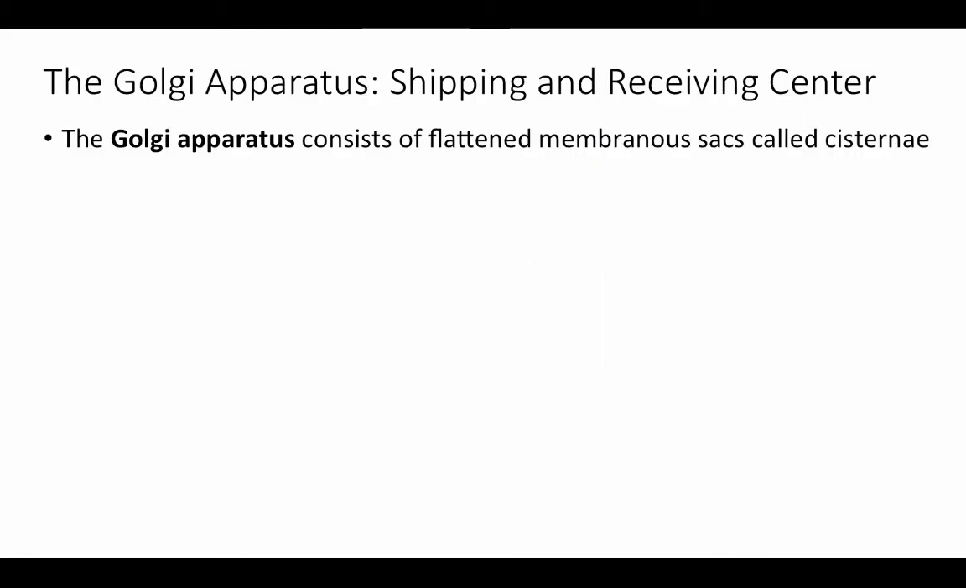So now let's look at the next part of this endomembrane system, the Golgi apparatus. So we can think of the Golgi apparatus as sort of the shipping and receiving center. So it's going to work very closely with the rough endoplasmic reticulum. So the Golgi apparatus also consists of these flattened membranous sacs, and we call these membrane-bound sacs cisternae.